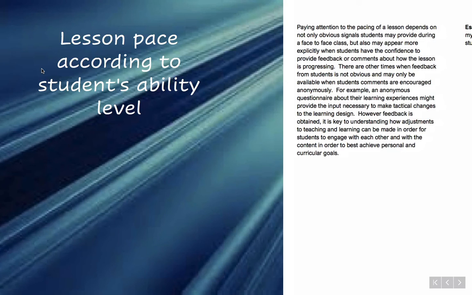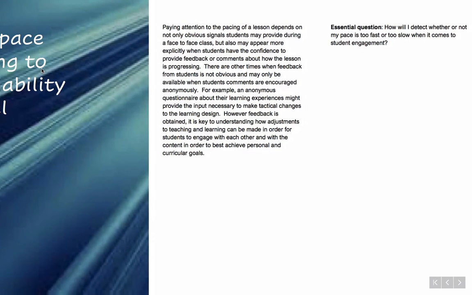And this typically is obtained through feedback from them. Whether they are sending you signals in class, whether you can kind of detect in class whether or not the pace is appropriate, or it might even be having them provide anonymous information to you so they have the confidence to speak freely and give you information that you can then infer whether or not your pace is appropriate or not. So I think very much in terms of how you will detect this information within your own teaching practice. The final essential question: how will I detect whether or not my pace is too fast or too slow when it comes to student engagement?